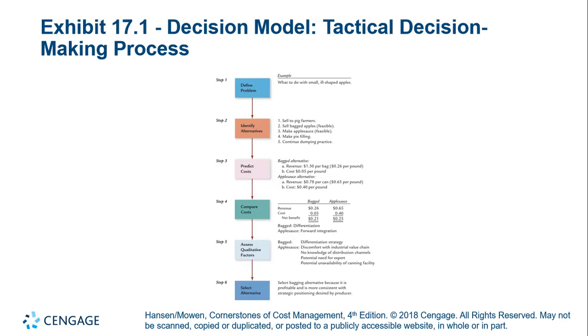Then the second alternative is to use the ill-shaped apples in the production of apple sauce. So we have now the apple sauce alternative. Letter A, the revenue is 78 cents per can, and it's equivalent to 0.65 per pound. So in other words, one can has more than 1 pound. And B, the cost is 40 cents per pound. So we have now your step 3 in predicting cost.